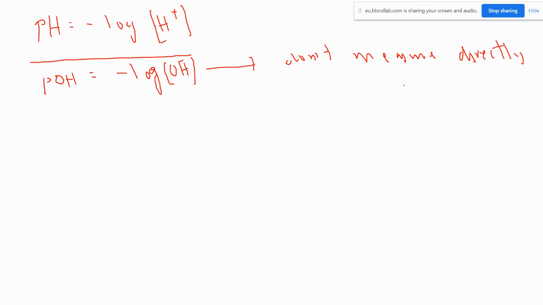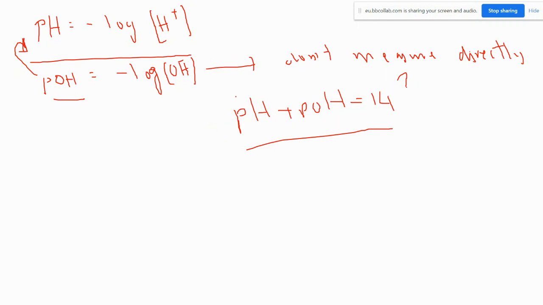We don't measure it directly. So how can we measure? We measure pOH from pH. pOH we don't measure directly, rather we measure it from pH. First we find pH and then we find pOH. How? Because we have a formula: pH plus pOH is equal to 14. This is the formula. If I find pH, pOH is very easy for me.